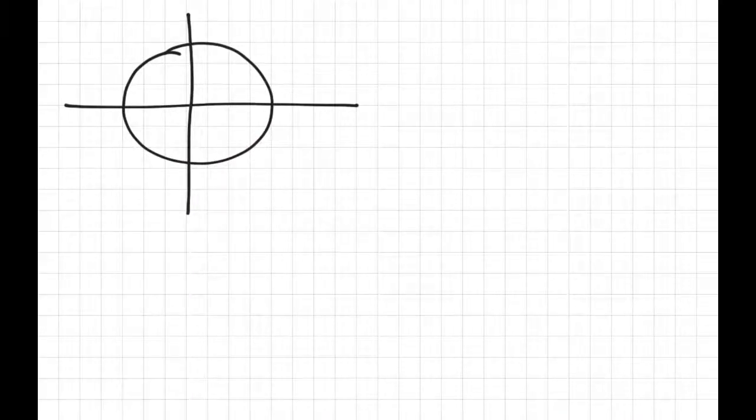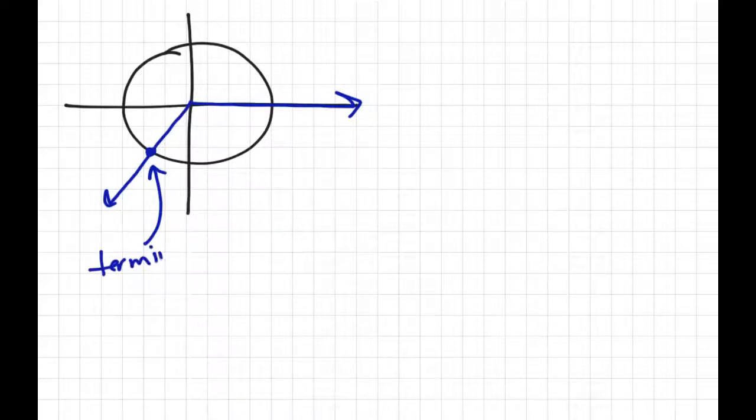Just like with terminal rays, on the unit circle, our initial or starting ray is always going to be the ray that lies along the positive x-axis. Any other ray is going to represent the terminal ray. And this point where the terminal ray hits the unit circle is called the terminal point. Terminal ray, terminal point.